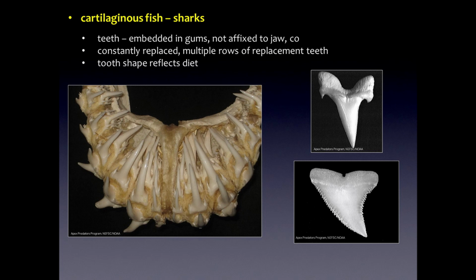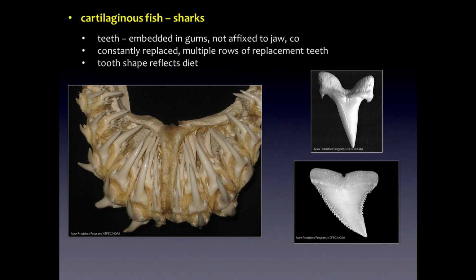Sharks replace one tooth at a time, whereas there are some species where an entire row of teeth will be replaced simultaneously. The teeth actually reflect the type of diet that the shark has. So if you see very needle-like, very pointed teeth, this is really good for gripping prey, for example, fish, and feeding on fish.